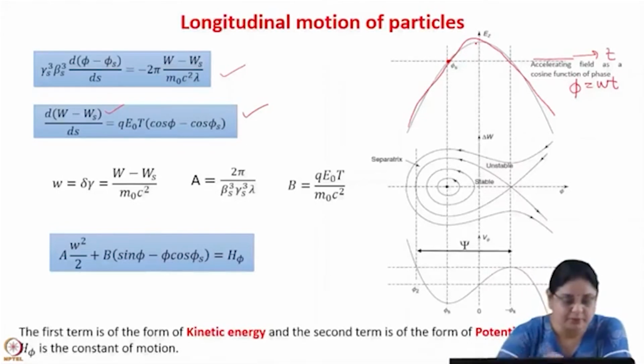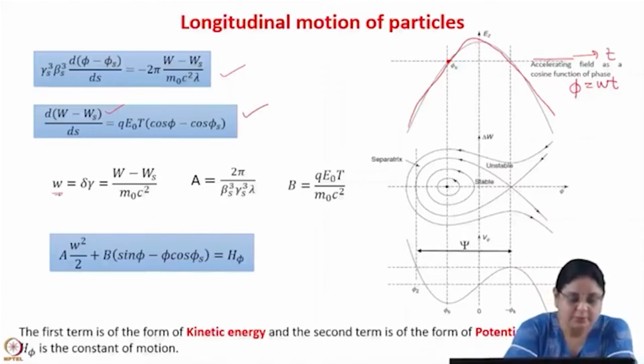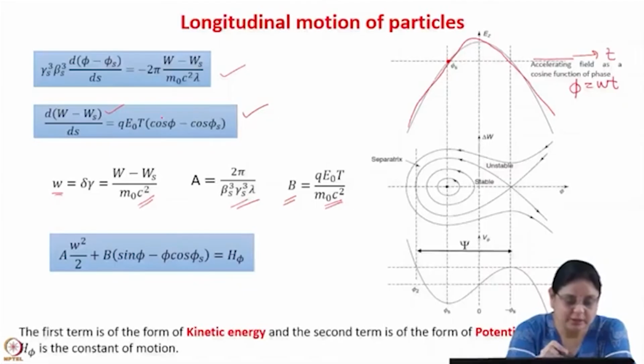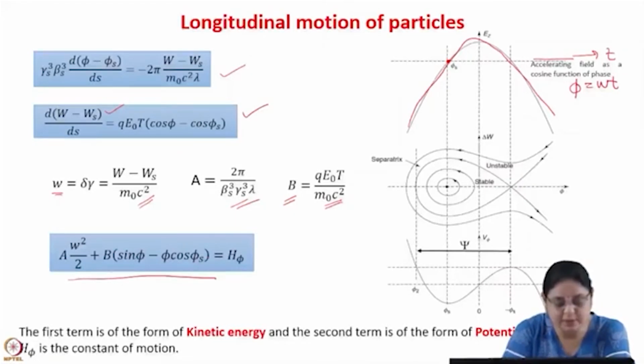And this is the synchronous phase chosen to lie between minus pi by 2 and 0. Now we define small w as equal to w minus ws by m0 c square, and capital A and B, two constants. A is 2 pi by beta s cube gamma s cube lambda, and B is q E0 T by m0 c square. Putting these in these equations, we can simplify into this form. We get A w square by 2 plus B times sin phi minus phi cos phi s equal to H phi, where H phi is a constant of motion, and A and B are given by these values.